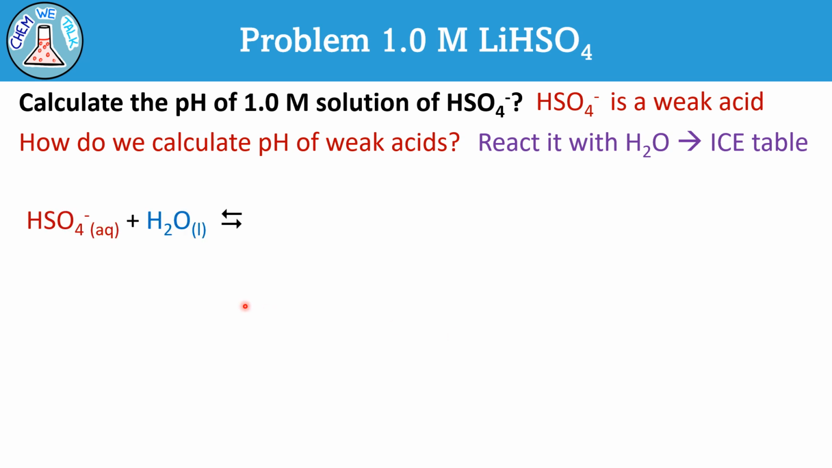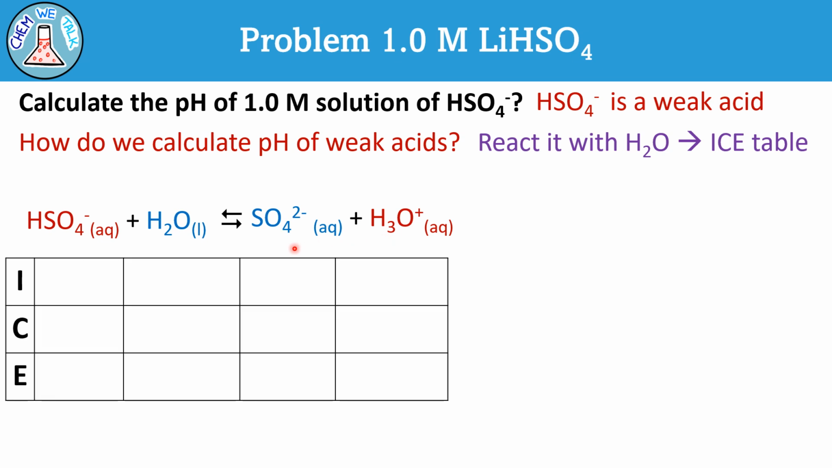Okay, so in our case, we have HSO4- in water. This one behaves as an acid, right? So it's going to donate its hydrogen to H2O, producing H3O+ and SO4 2-, and we set up our ICE table. Remember, liquids do not interfere with the equilibrium expression, so we just put a dashed line here. For your initial concentration, the problem said it was 1.0, and no information was provided about your products, so we can assume those are 0.